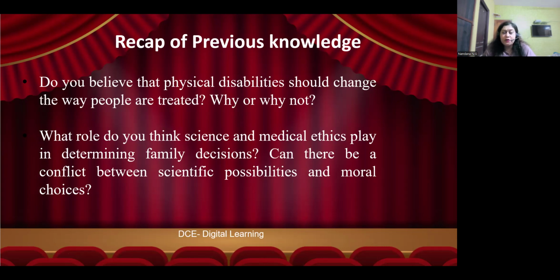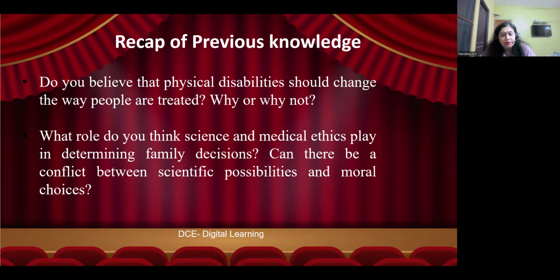The last question: what role do you think science and medical ethics play in determining family decisions? Can there be a conflict between scientific possibilities and moral choices? This is the most important question, because this is directly related to the plot or the main theme of the play. Science and medical ethics, this is something we consider out of the purview of the family. But then, when the family is facing a situation where science has a solution and medical ethics are twisted according to their convenience, does it determine the course of the family? Yes, that we need to see.